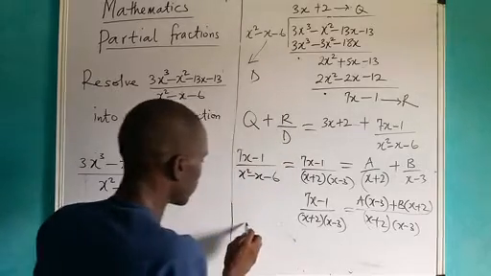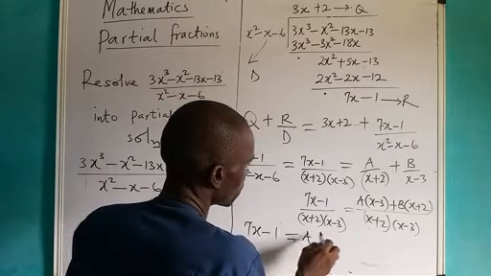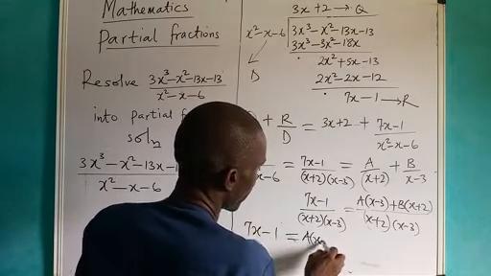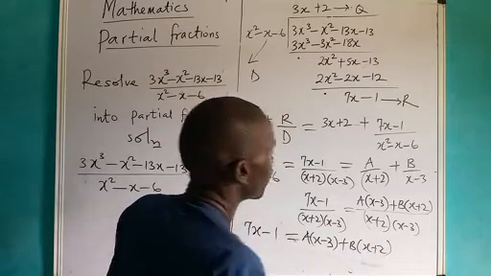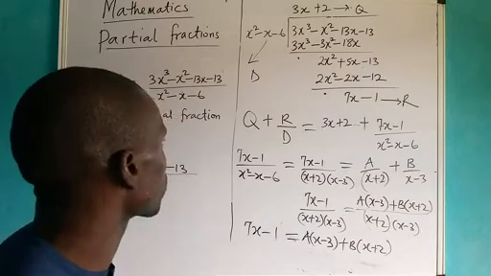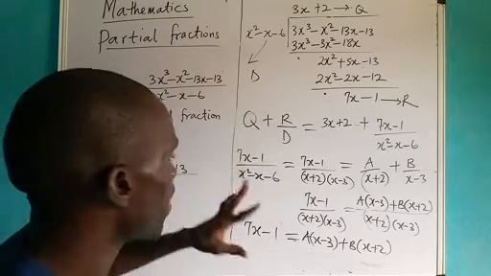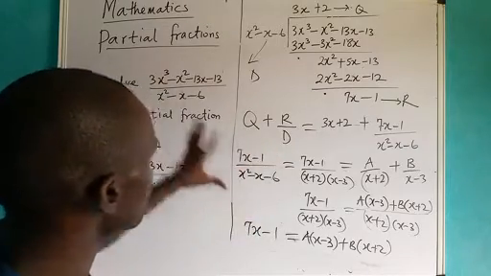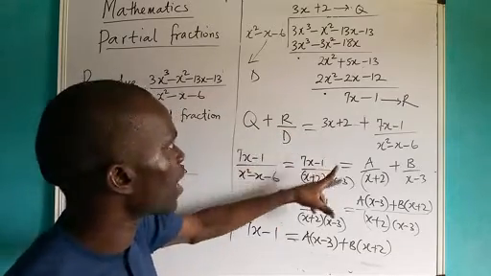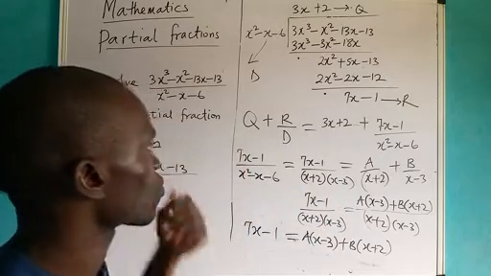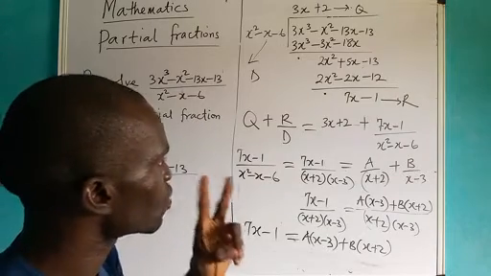When I do away with the denominator, what I will be having is 7s minus 1 equals A, open bracket S minus 3, and also B, which is S plus 2. Remember in the first one, I used different steps to solve it. I also use different steps to solve this one. I've used two steps to solve a question before, in one of my classes.